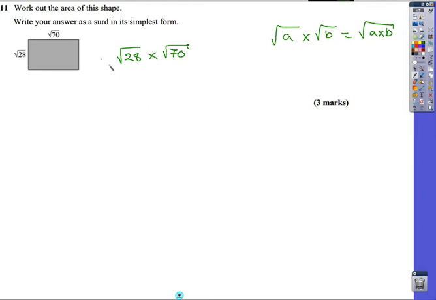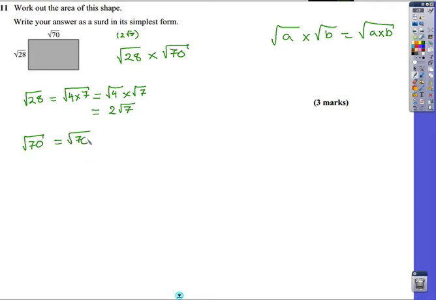And looking at this, we know that we need to simplify them first before we go on, because it will make life much easier. And starting with the first, square root 28 is square root 4 times by 7, which is root 4 times by root 7, which is 2 root 7. So we know that this here is just 2 root 7. And square root 70, I can't think of a square number that would fit into 70, so just root 70.